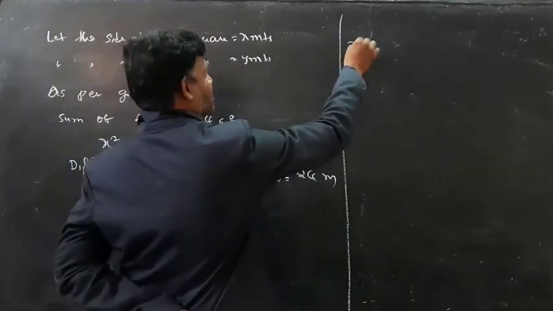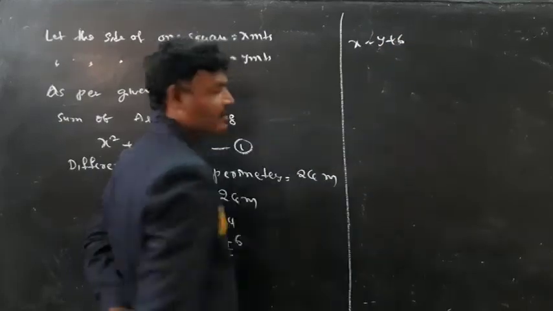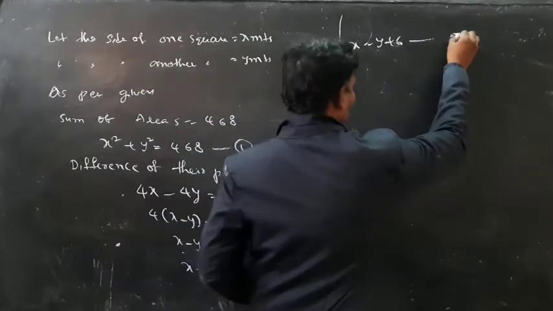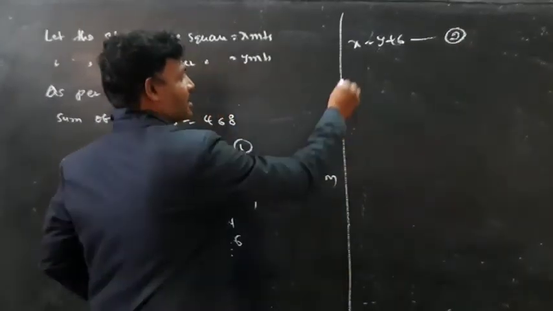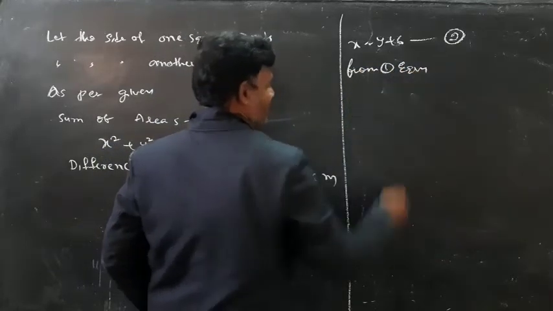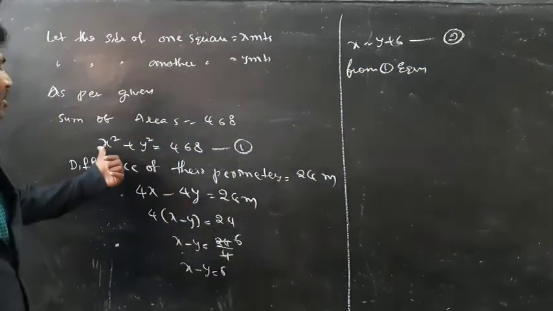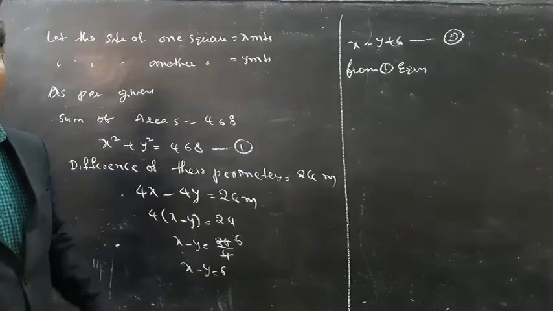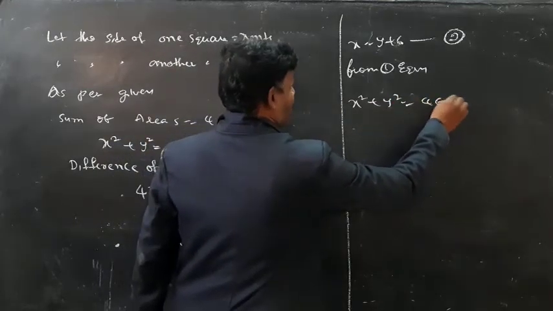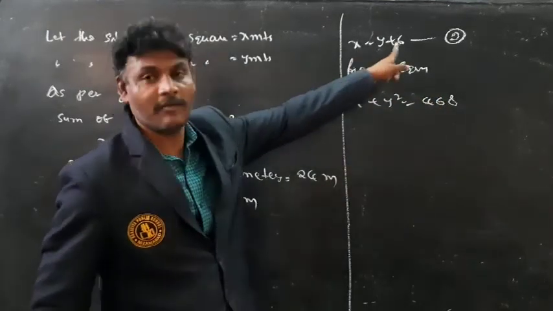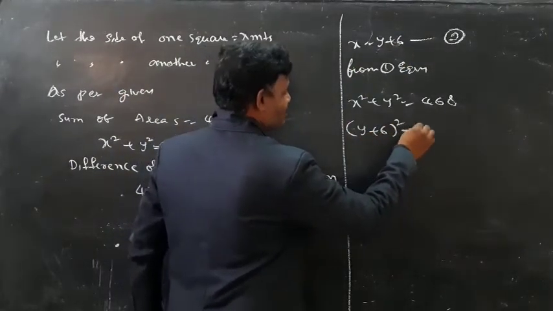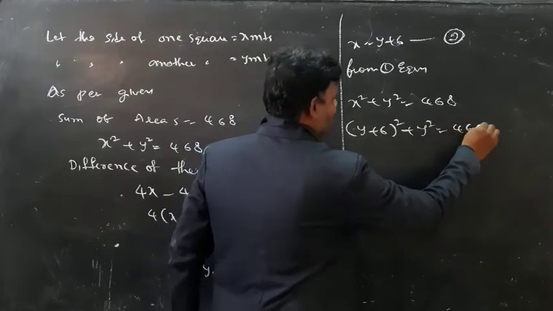From this we can write x is equal to y plus 6. Take this as the second equation. From the first equation, x square plus y square is equal to 468. What is the meaning of x here? Y plus 6. So x square means (y plus 6) whole square, plus y square is equal to 468.